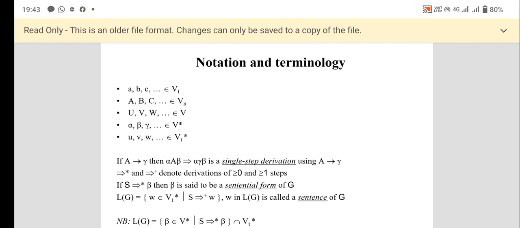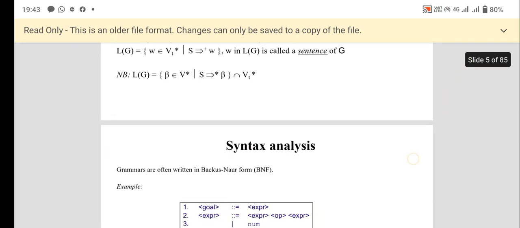Now, what are the notations? All small case letters will act as terminals, right? Special characters will act as terminals. The capital letters will act as non-terminals, right? So, we have single step derivation and the multi-step derivation, you call it as sentential form. Each and every step, you call it as a sentence of the grammar. You have two types of derivation, rightmost derivation and leftmost derivation.